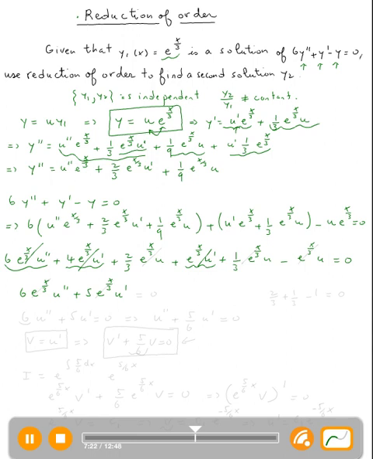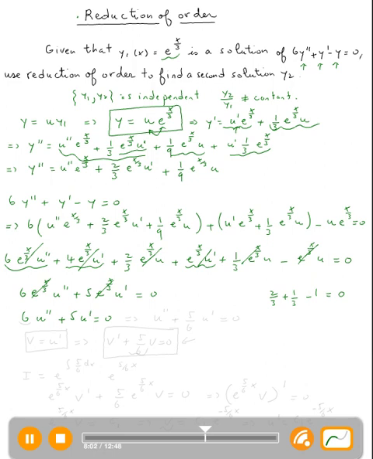Now what about all those that have u? So 2/3, this one is 2/3 plus 1/3, minus 1, is equal to what? 3 over 3 is 1, minus 1 is 0, so they're going to just cancel. So this is going to be equal to 0. Now we can divide by e^(x/3). This will go, so you'll have 6u double prime plus 5u prime is 0.